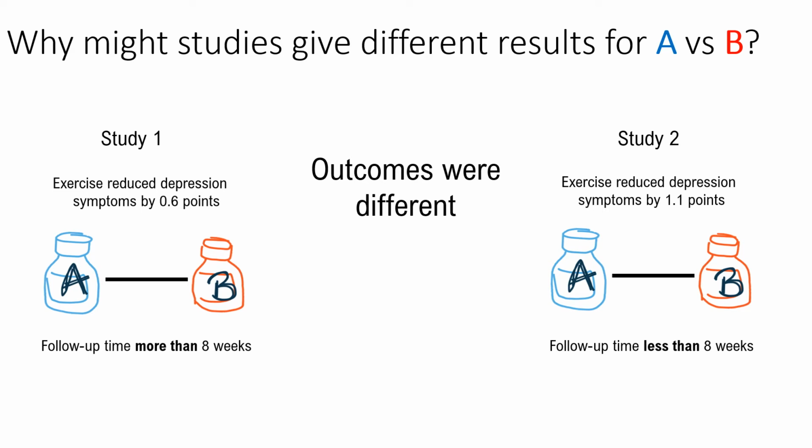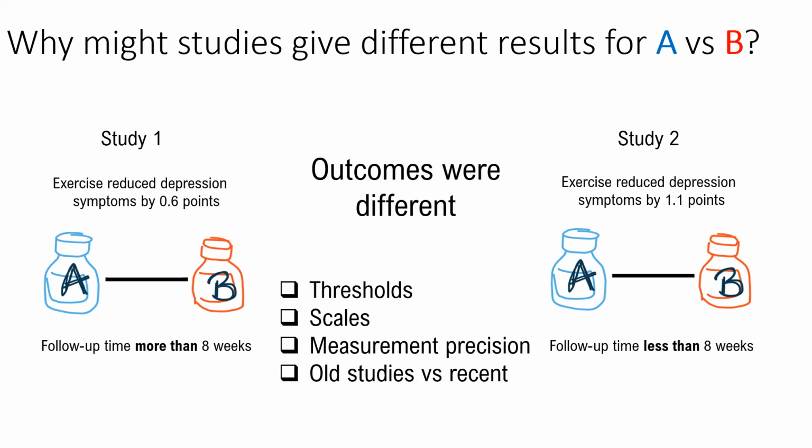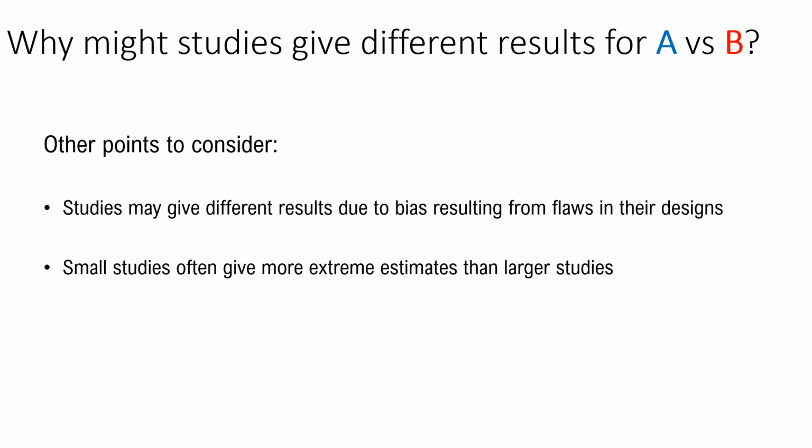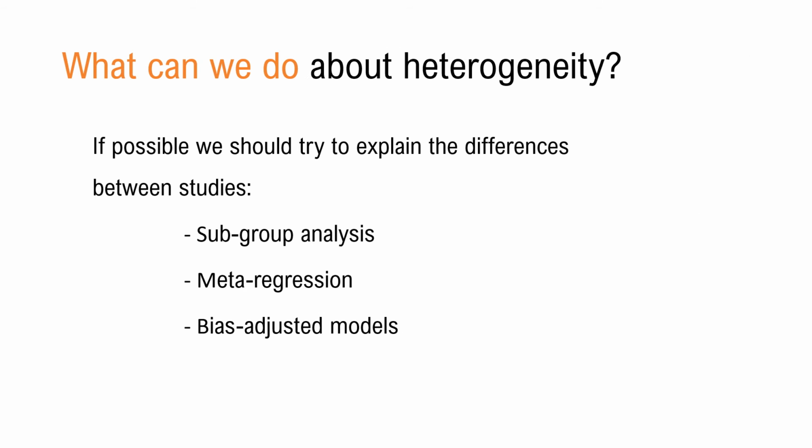Heterogeneity may arise if the outcomes differ between different studies. Different studies may report at different follow-up times or on different measurement scales. They may use different thresholds when defining outcomes, or the definition of the outcome may have changed over time, so outcomes in older studies differ to those in newer studies. Heterogeneity may arise when some studies are biased due to flaws in their design. Smaller studies often give more extreme estimates than larger trials.